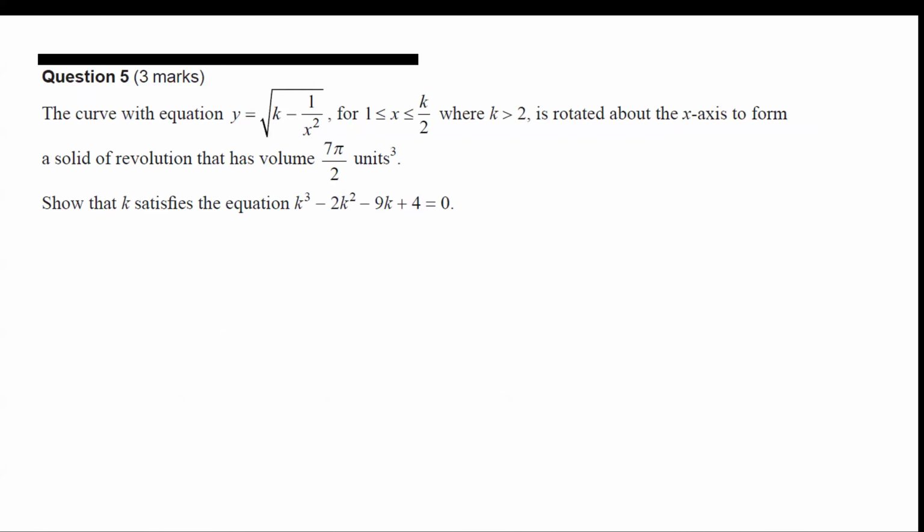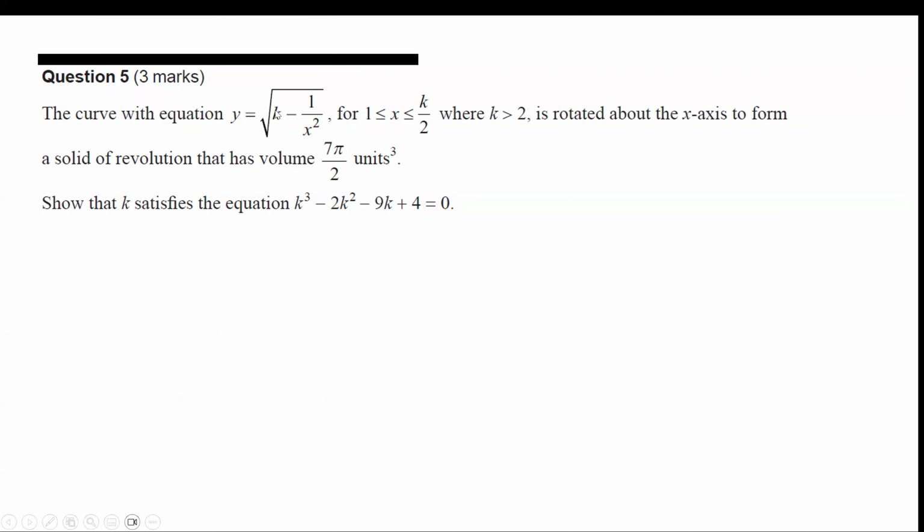Question 5 is a show that question. The curve with equation y equals root of k minus 1 over x squared, for x larger than or equal to 1 but less than or equal to half k, and k is a number greater than 2. This curve is rotated about the x-axis to form a solid of revolution that has volume 7 pi over 2 units cubed. And we want to show that k satisfies this equation.